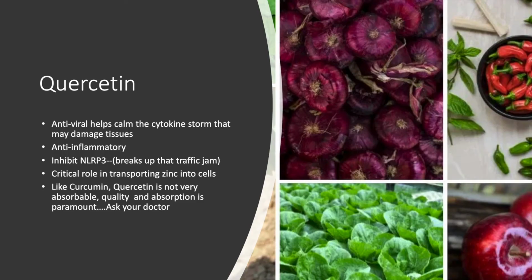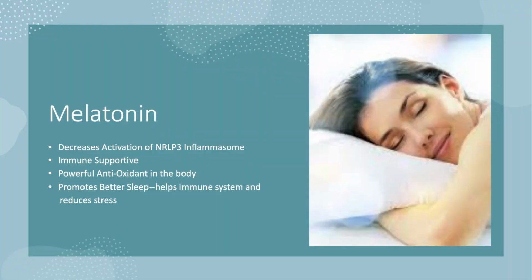Quercetin, it's an antiviral. It helps calm the cytokine storm that may damage tissues. It's an anti-inflammatory. It inhibits NLRP3. It has a critical role in transporting zinc into cells, which we've heard a lot about in the recent months. Like curcumin, quercetin is not very absorbable. The quality absorption is paramount. Ask your doctor.